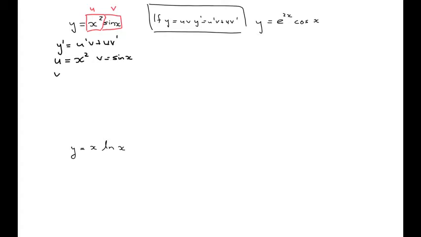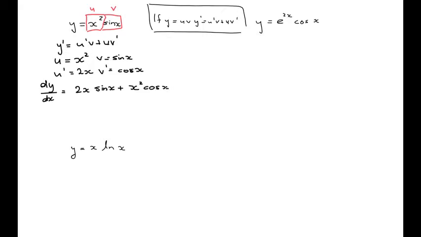Now find u dash and v dash. And then the derivative is u dash times sine x plus u times v dash, which is cos x. You don't need to do anything else.